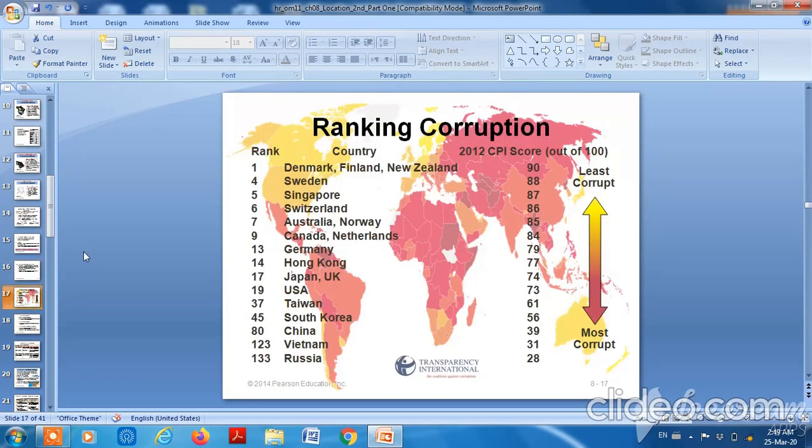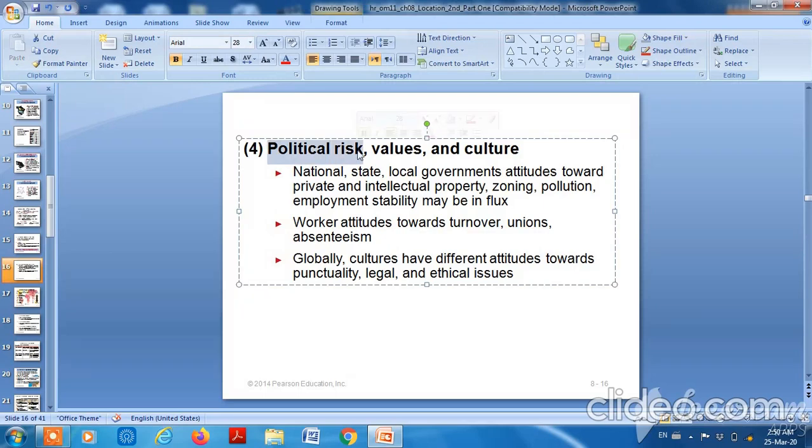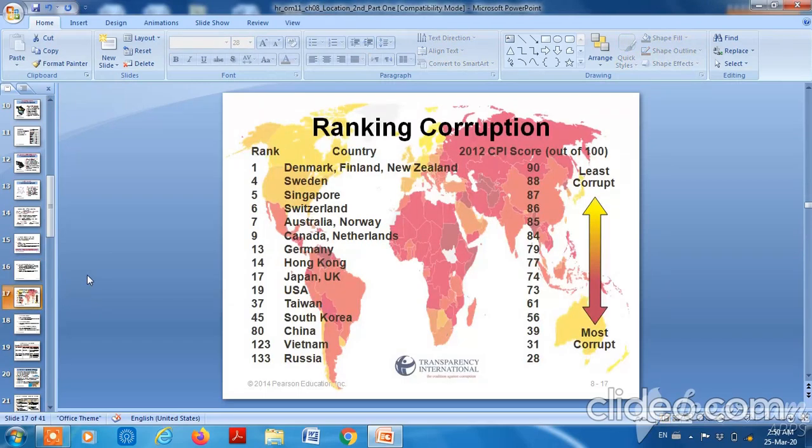So, this is the ranking of corruption according to Transparency International. You can find this ranking of corruption over the world, and it is from 2012. At the beginning you will find Denmark, Finland, and New Zealand. At the end, you will find Russia. Here are the least corrupt and here are the most corrupt countries. So you can take a decision about this political risk and corruption based on this ranking.